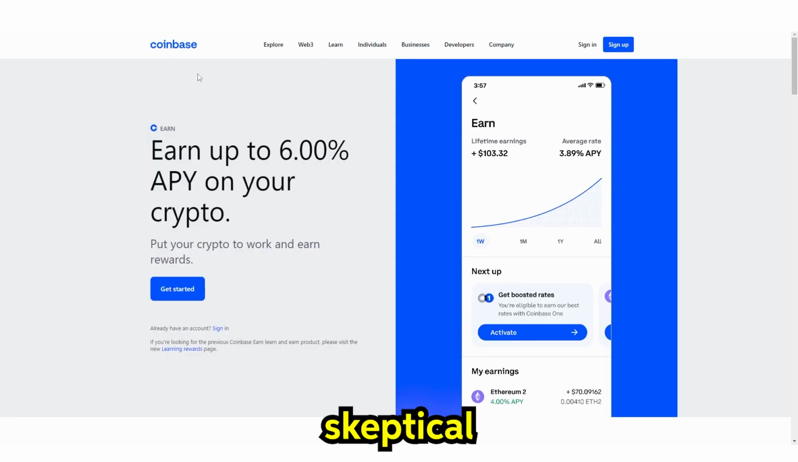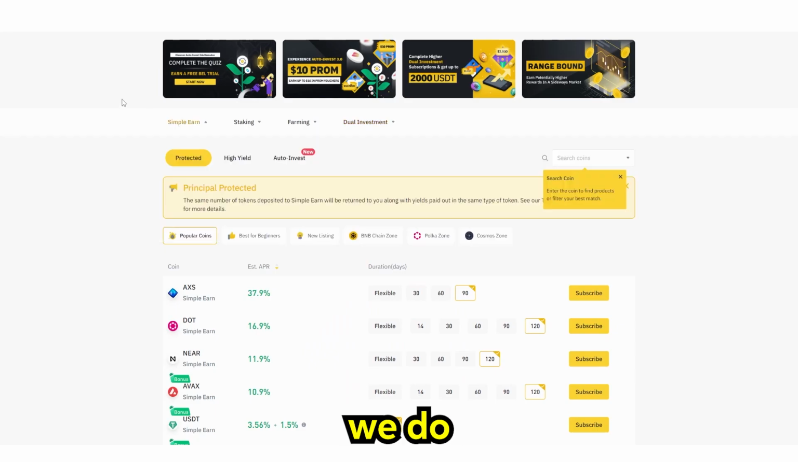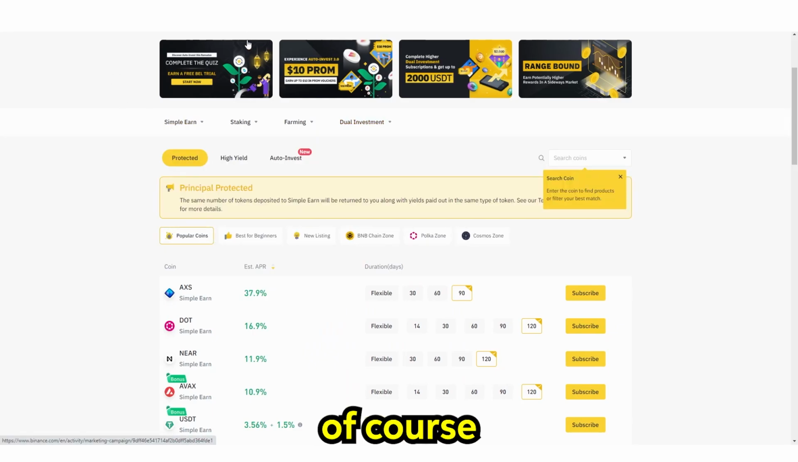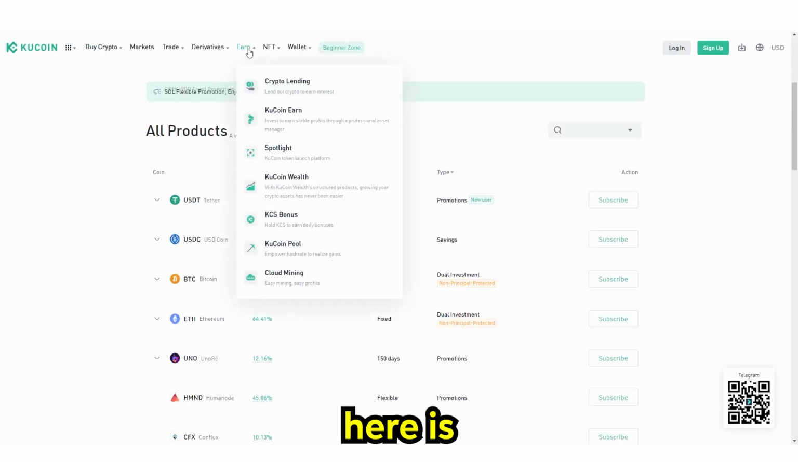Now I know people are skeptical of this. Me personally, there are only 3 websites I would do this with. Number 1 is Coinbase. There's only 2 other websites that I would consider even doing this on. The next website is Binance, and the second website is KuCoin.